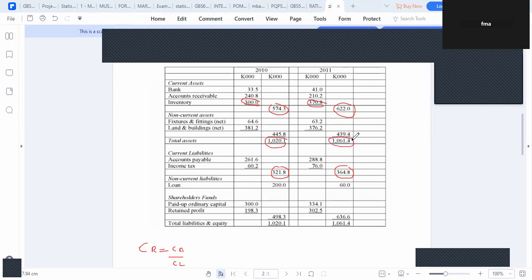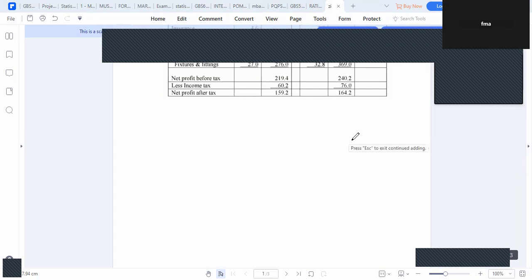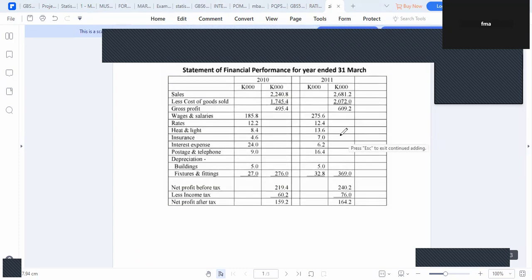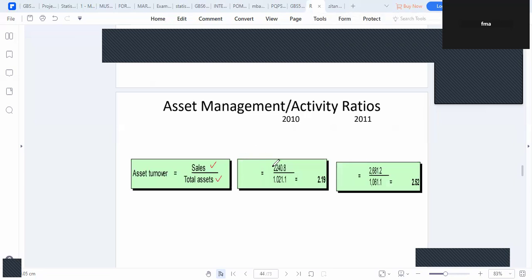All right. Then what are the sales for the first year? The sales here are 2,200. And here the sales are 2,600. So we divide this by the total assets. So this is where we're getting it. Okay, 2,200 and 2,600 over the total assets. Are we together? Yes.